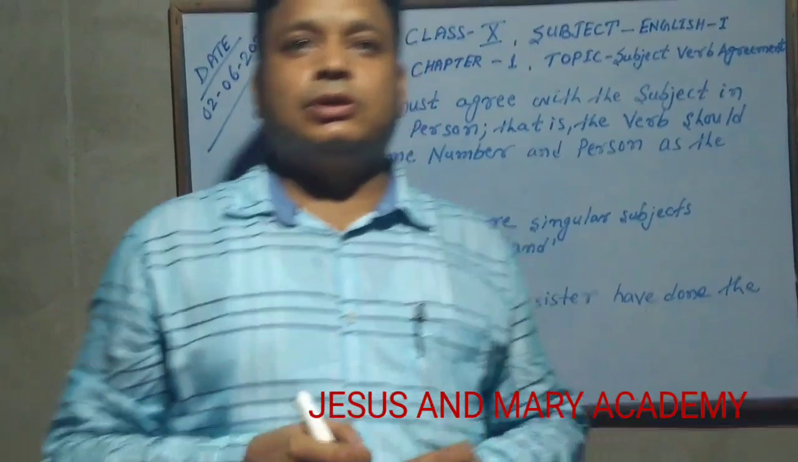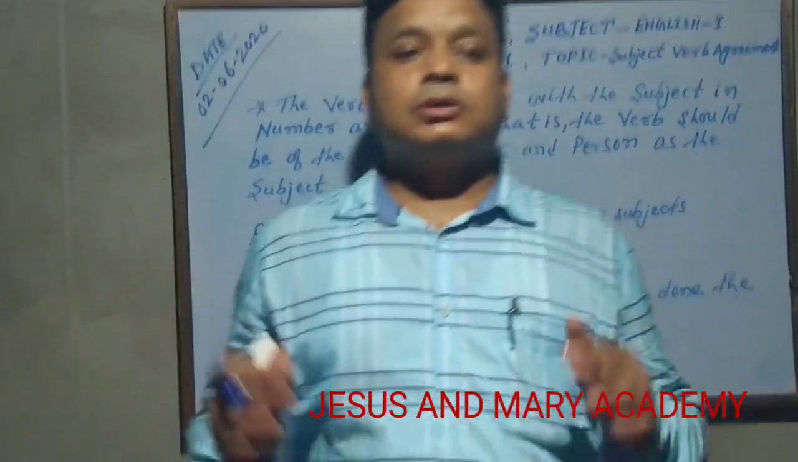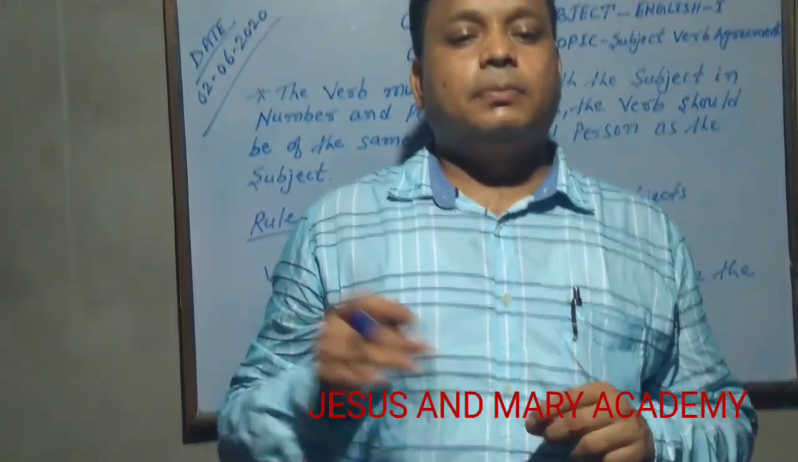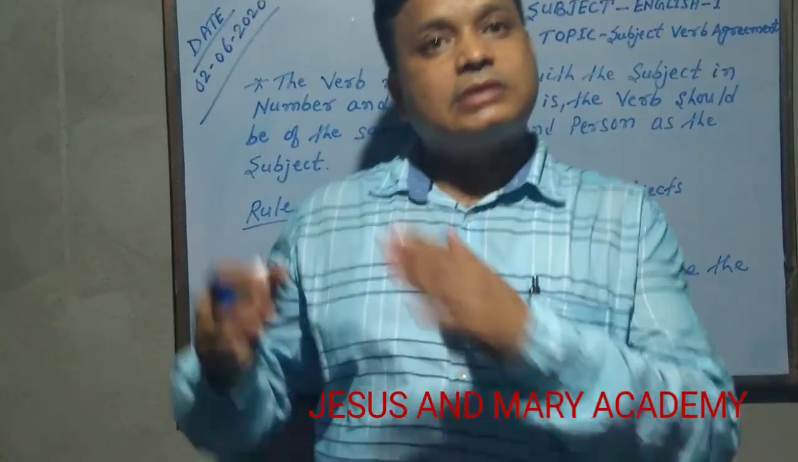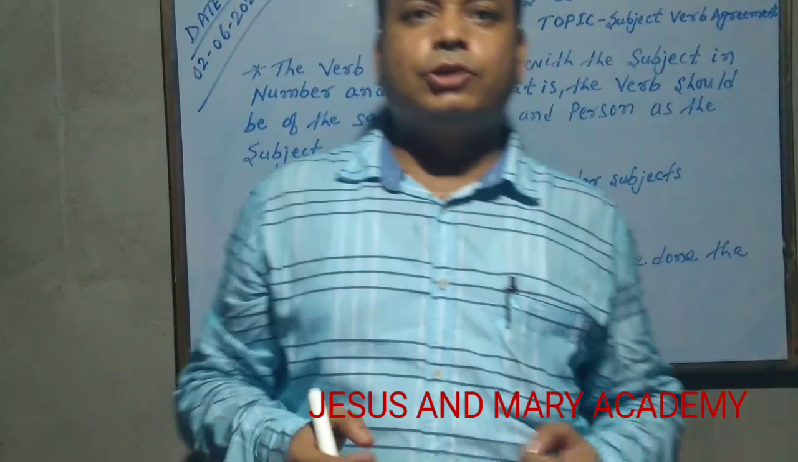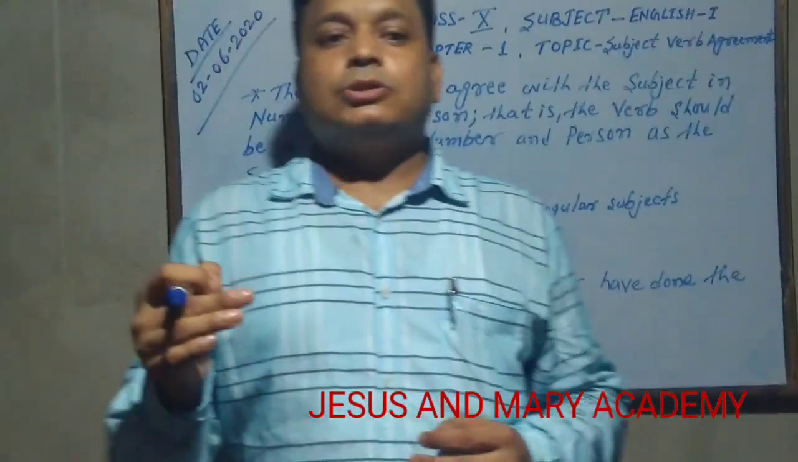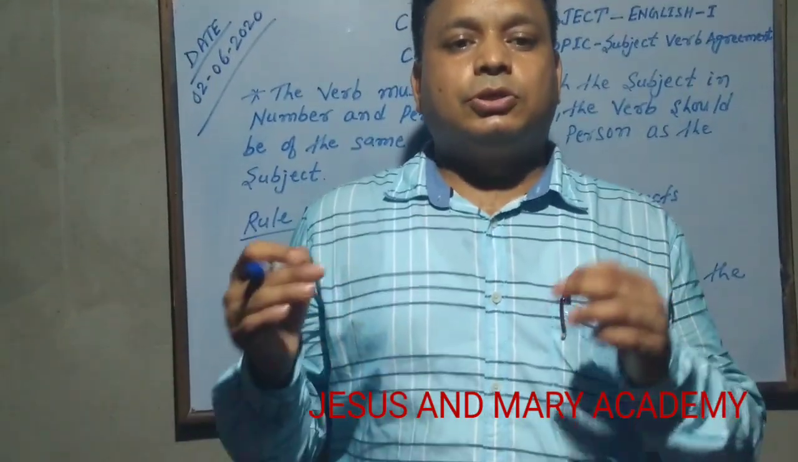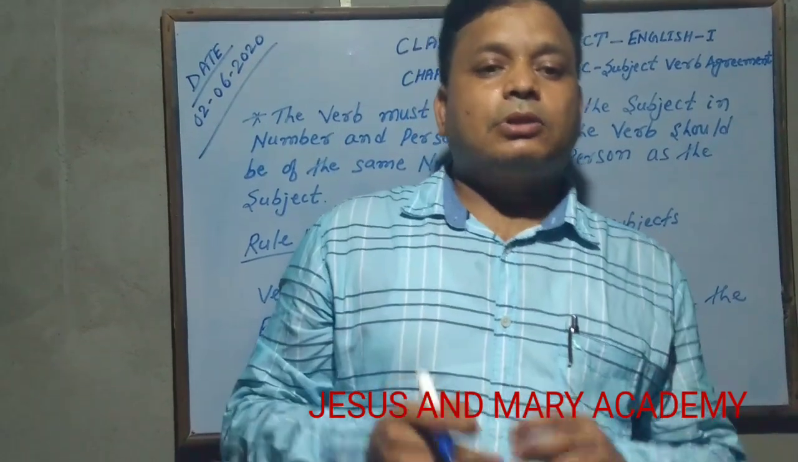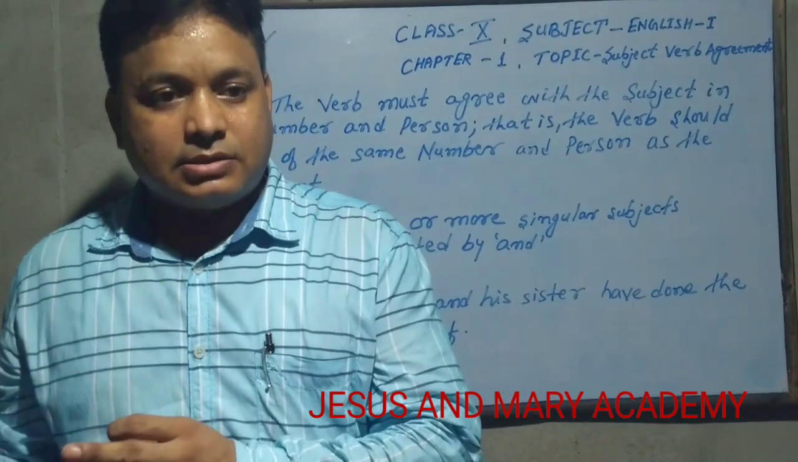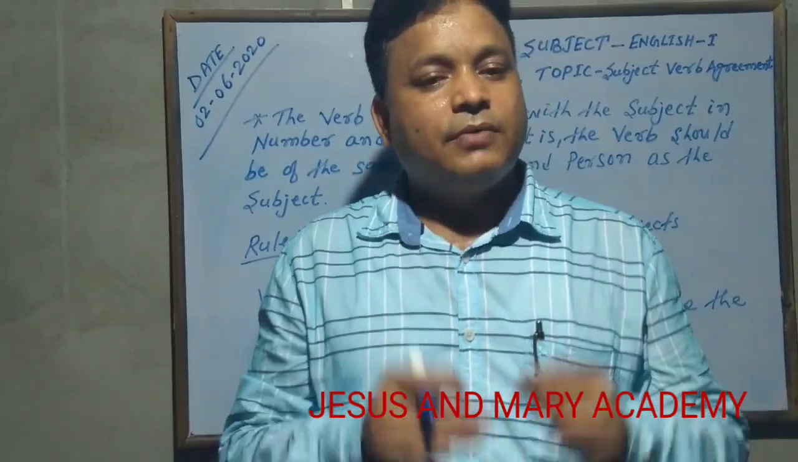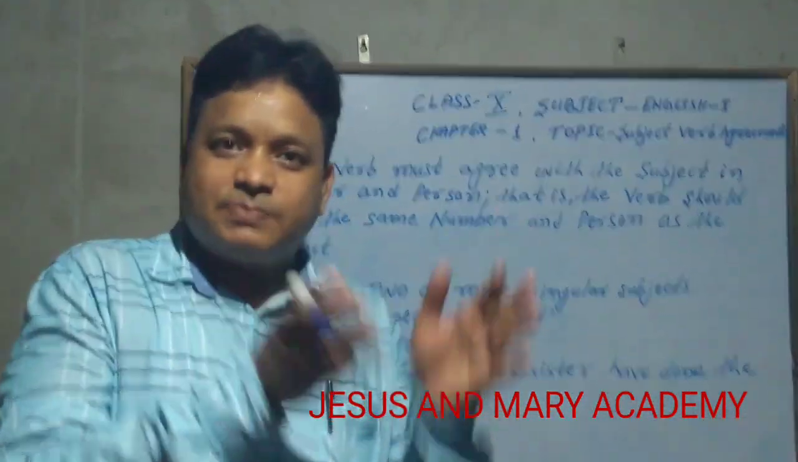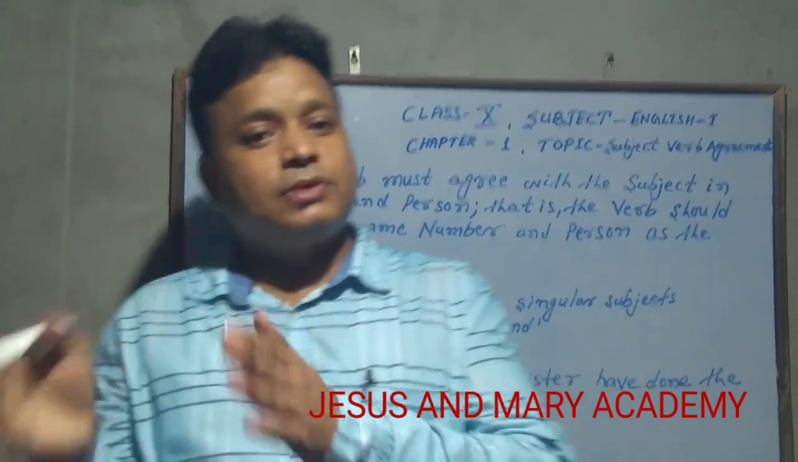Next rule I am going to teach you, student: words joined by with, together with, or as well as. Again I am going to repeat this rule. Words joined by with, together with, or as well as: the verb agrees with the first subject. If the first subject is singular, we have to use a singular verb.